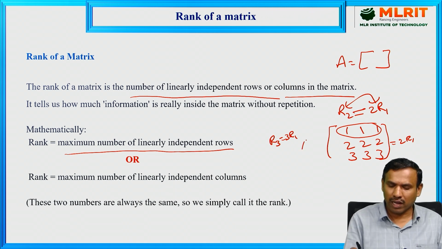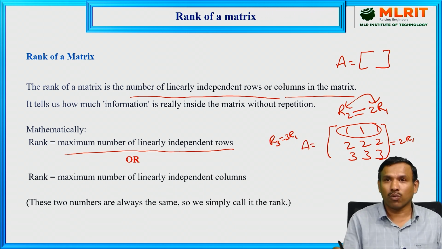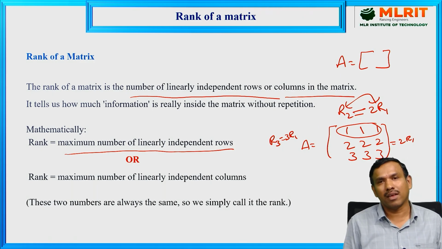Suppose I have taken the matrix A. Here 3 rows are there but only one independent row, so the rank is 1. It is unique. So the maximum number of linearly independent rows or the maximum number of linearly independent columns, both are the same, and we can say this is the rank of the matrix, right?